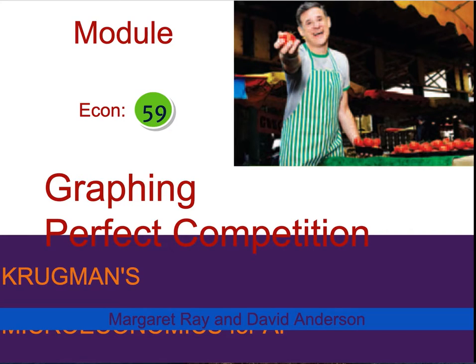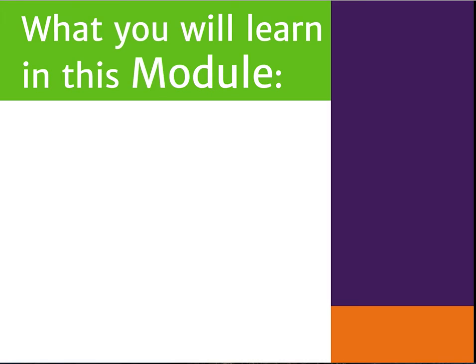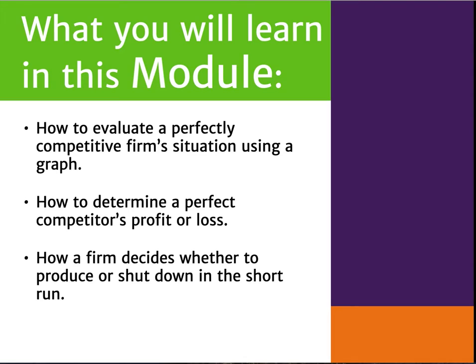Students, this is Module 59, Graphing Perfect Competition. As we look at this section, this is probably one of the most important parts of economics in terms of micro. So we're going to do a little graphing today. What you're going to learn about is how perfectly competitive firms get graphed out, and then how that short run situation turns into a long run situation.